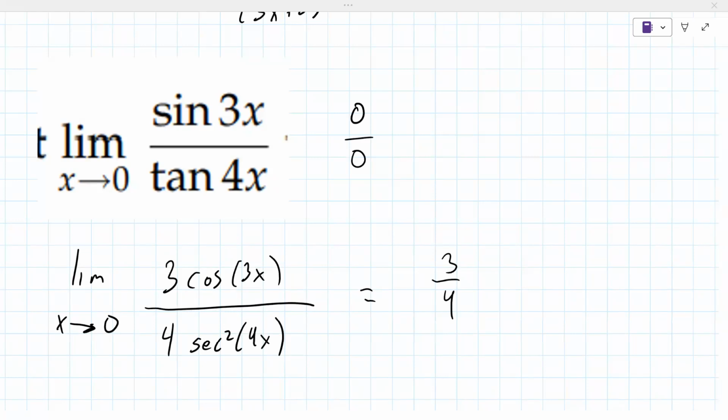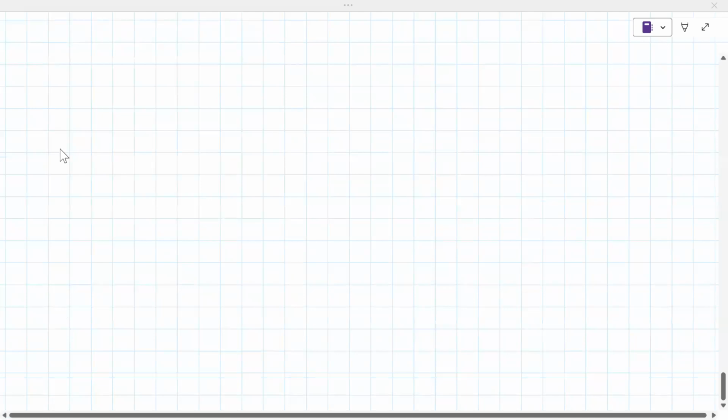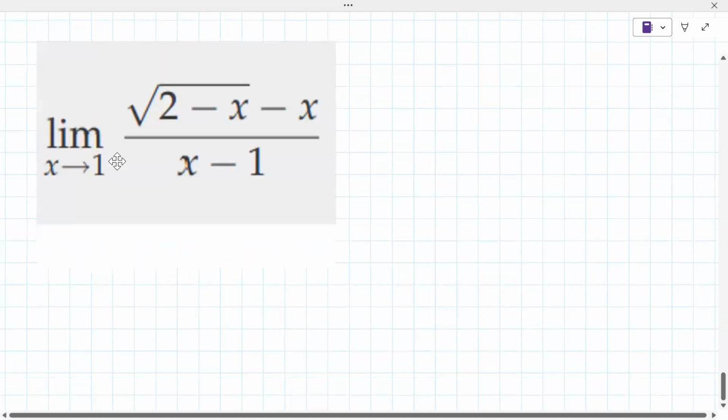Okay, here is another problem to try. Be very careful with chain rule, make sure you apply it.